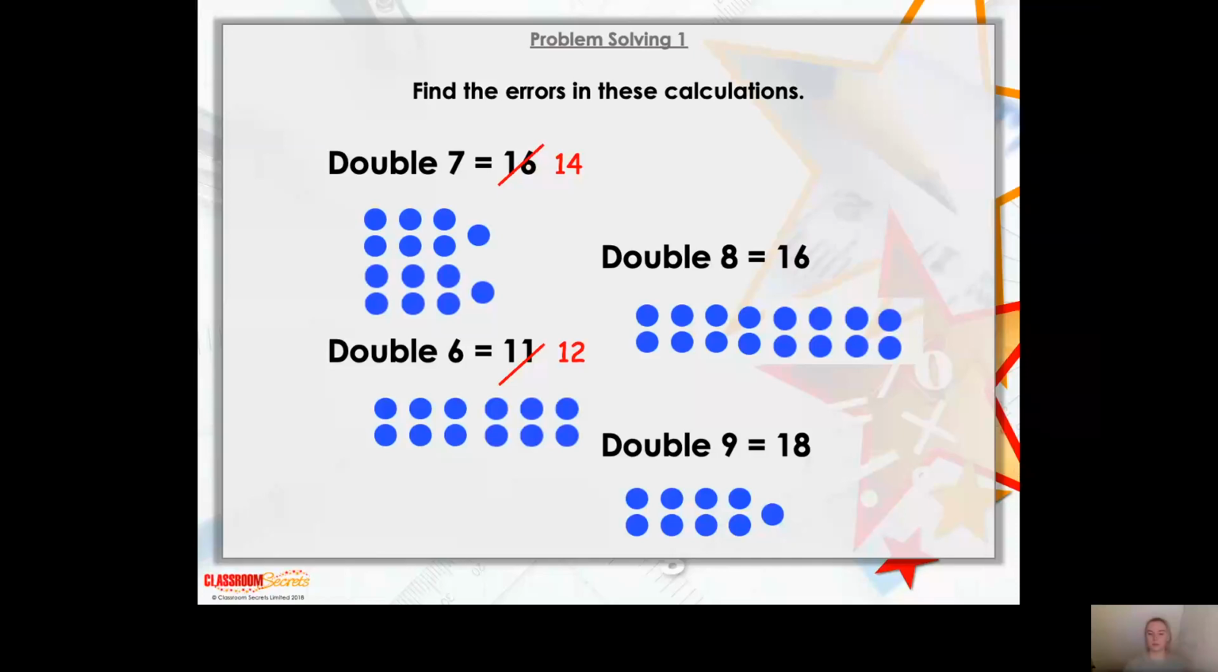Now the last one, double 9 equals 18. So let's double the amount that we have. And what's 9 plus 9, or double 9? Yes, that's right. It is 18, isn't it? So they've got 2 right, 2 correct, and 2 incorrect.